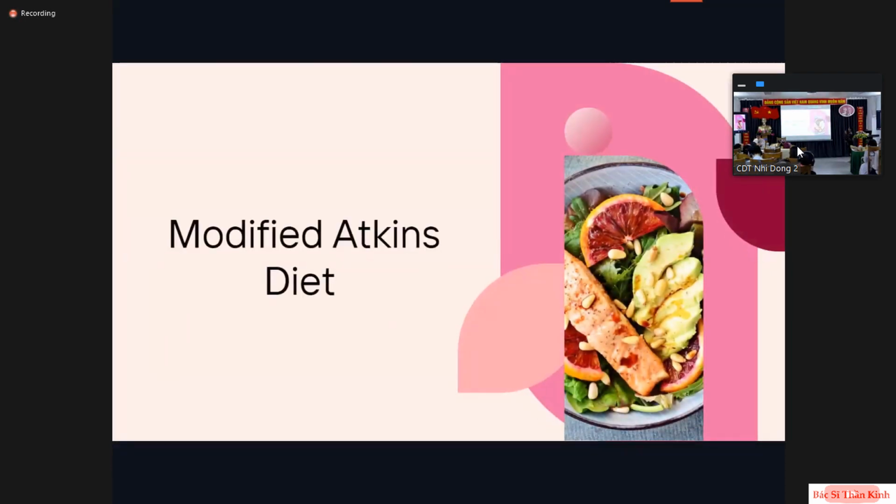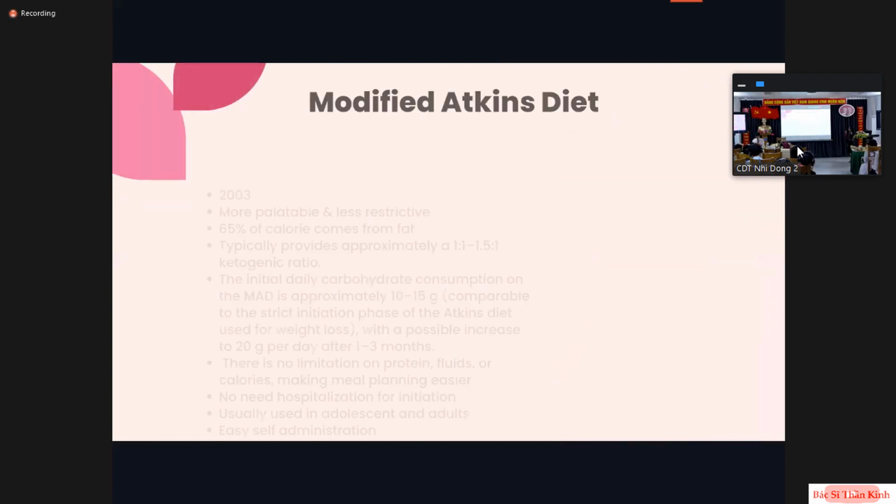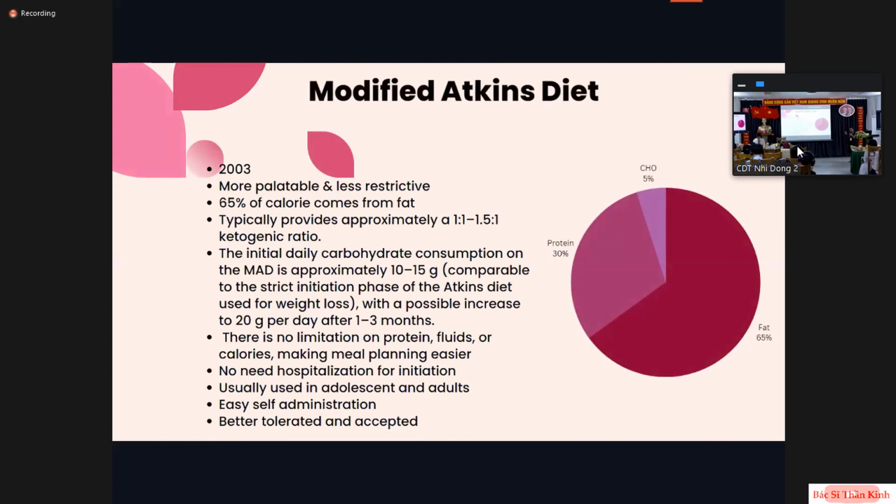We move on to the modified Atkins diet. So this was a diet highly popularized by celebrities for weight loss, but we know we use it for refractory epilepsy. It's more palatable and less restrictive. Again, you can see that the amount of fat is about 65%. They're a lot more liberal with the amount of protein, but the problem is your carbohydrates are very low. So there is no limitation on protein, fluids, or calories, making meal planning easier.